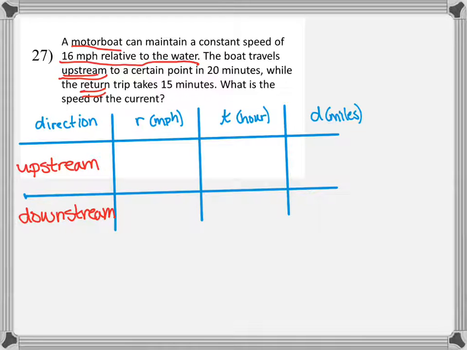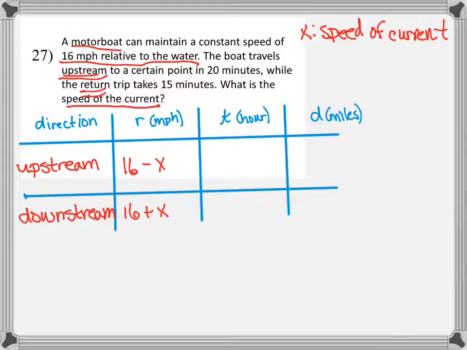Now, for our speed, we're going to have a combination of what our motorboat is going relative to the water, which is that 16 miles per hour, combined with the current. Now, when we are going upstream, we're going against the current. So the current will slow us down, and we will need to subtract the current speed, which is what we're trying to find. So the speed of the current will be our x. And our speed upstream will be 16 minus x. Our speed downstream, because we're being helped by the current, will be 16 plus x.